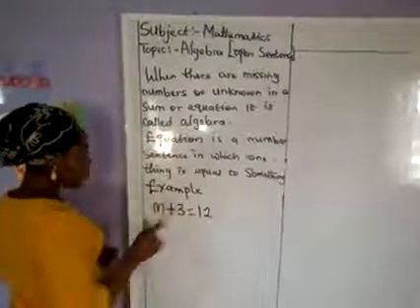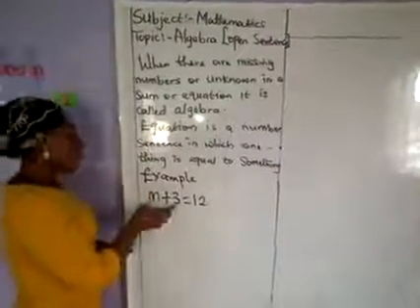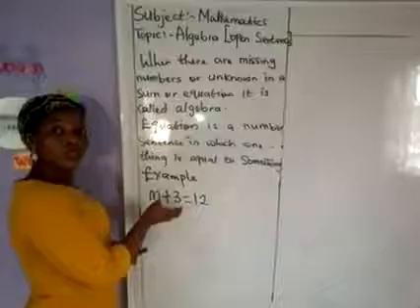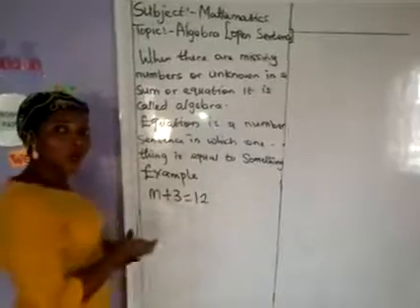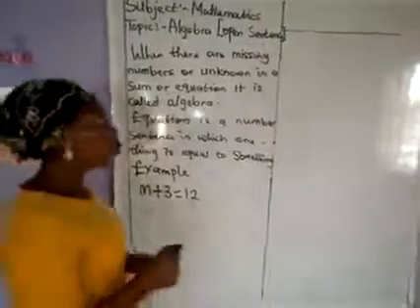M plus 3 equals 12. That is, a certain number is added to 3 to get 12. What is that number? We want to find out. Now, let's note this rule.